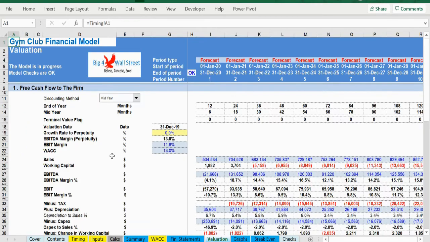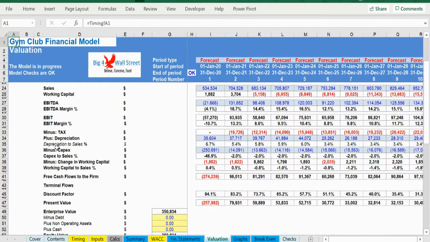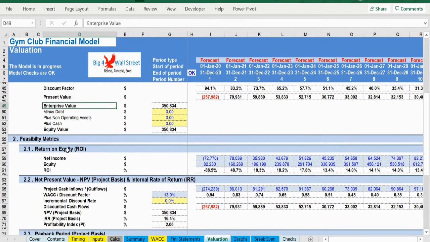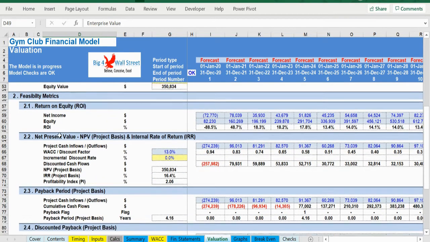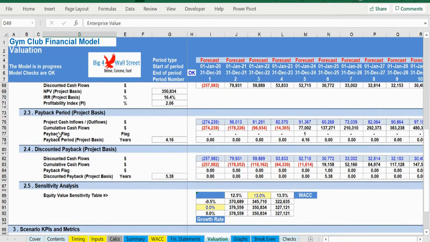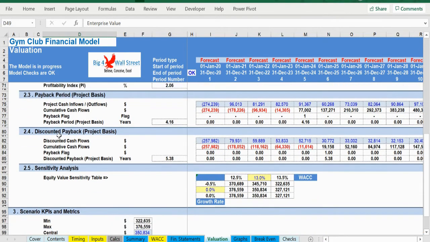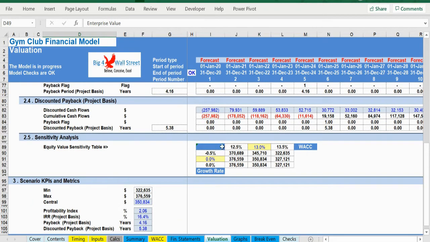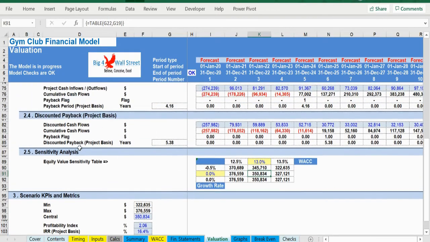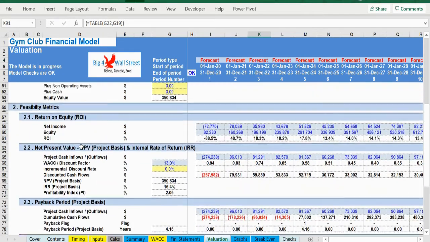Moving to the Valuation tab, a free cash flow to the firm valuation is performed, leading to an enterprise value. There is also a calculation of the net present value, as well as an internal rate of return, profitability index, payback, and discounted payback period. Additionally, a sensitivity analysis is performed on the equity value of the business by using the discount rate and the growth rate to perpetuity as sensitivity parameters.